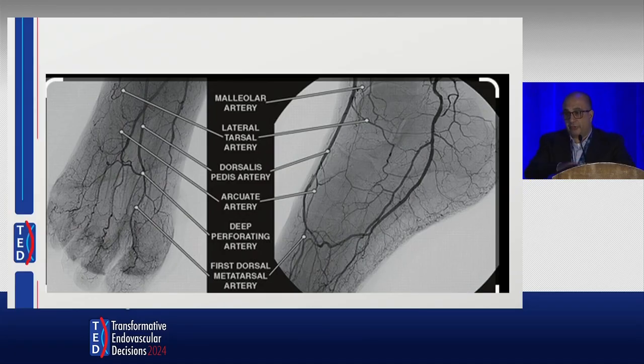Going down to the foot, the anterior tibial artery feeds the dorsalis pedis and the lateral tarsal artery. The posterior tibial artery will feed the common plantar artery, which divides into the lateral plantar artery and the medial plantar artery. They connect by the arcuate artery, the deep perforating branch, and this arch will give rise to the dorsal metatarsal arteries.